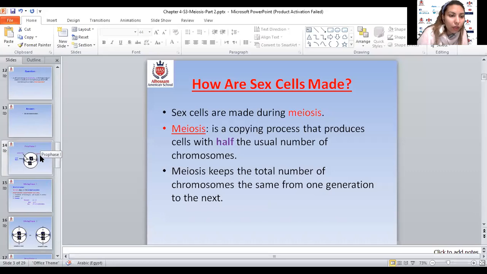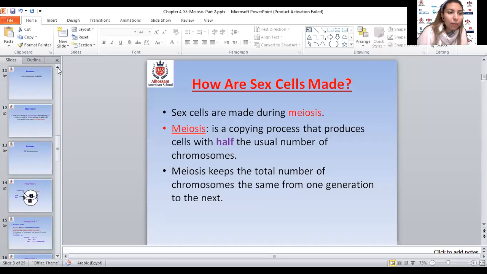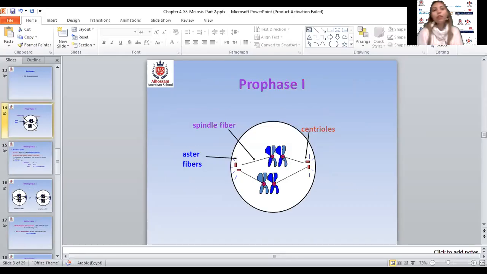So as you know, we start with prophase. We have two stages for meiosis, meiosis 1 and meiosis 2. And in each stage, we have prophase, metaphase, anaphase, and telophase, and then cytokinesis to separate the two cells from each other. So let's start with prophase.